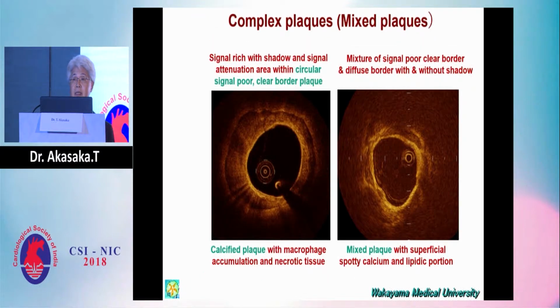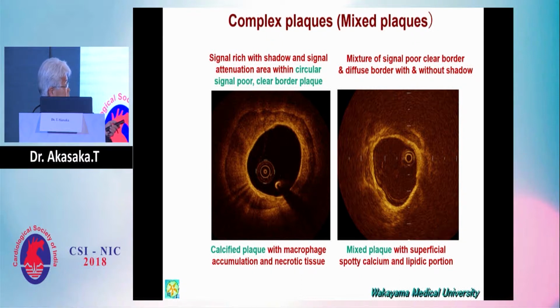So, but real practice is a little bit different. This is 360 degree calcium in the left-hand side. However, you can identify some high signal with shadow around 6 to 7 o'clock. This is a cholesterol crystal deposition or foam cell deposition. So the tissue is not very homogeneous, it's very heterogeneous.